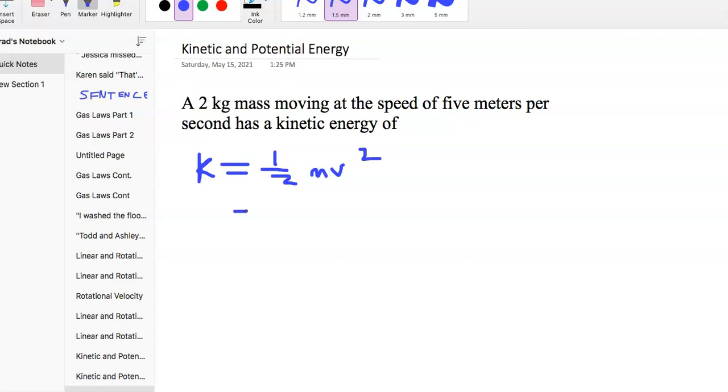So then we start plugging some stuff in here. Again, solving for K, we'll drop that 1/2 down. And the m, the mass, is 2, right? Because it was a 2 kilogram mass. And v for velocity is 5, squared, right? Okay, and we can go 1/2 times 2 is just 1, right? The inverses of each other. And 5 squared is 25.